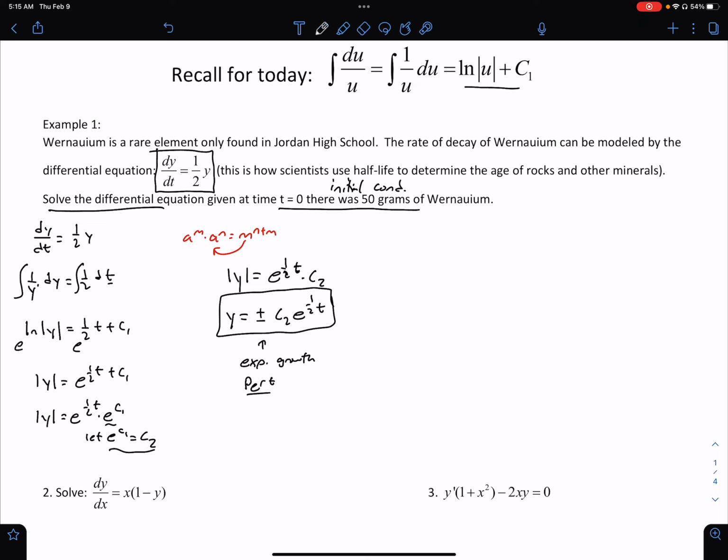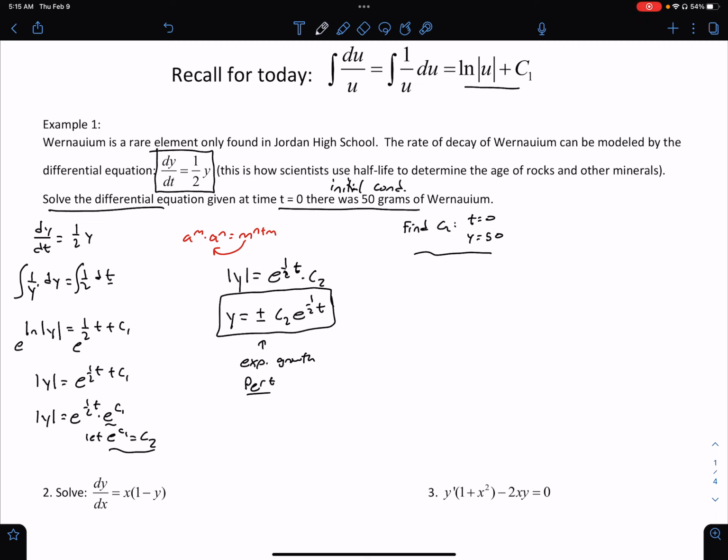All right, but let's go ahead and continue here. Now we're not done. We need to solve for C2. So we're going to find C2 using the initial condition when t is 0. We know y, which is a, I guess in this case, would be 50. So I can solve it, plugging it in.